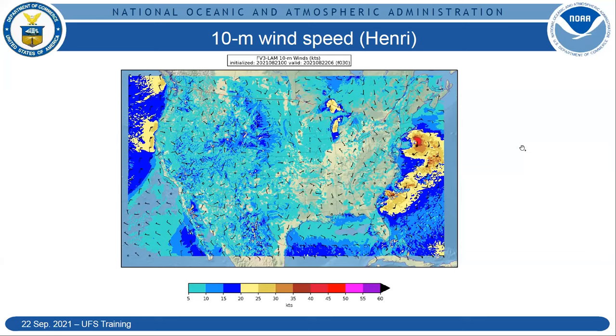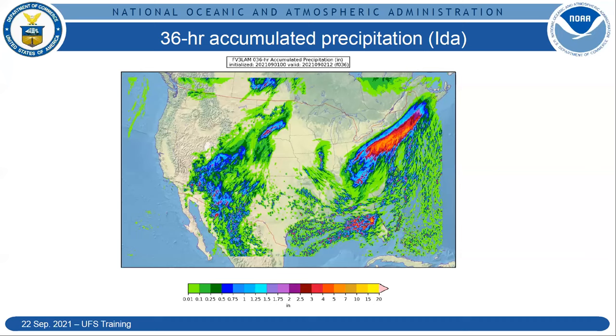Here is a 36-hour accumulated precipitation plot. This was from a model run initialized on September 1st, 0Z, and it's valid ending at September 2nd, 12Z. So this is a 36-hour accumulated precipitation, and it's focused on the tropical remnants of Hurricane Ida as they made their way across the eastern US and caused a lot of flooding, even some crazy looking tornadoes across the New Jersey, New York area as well.